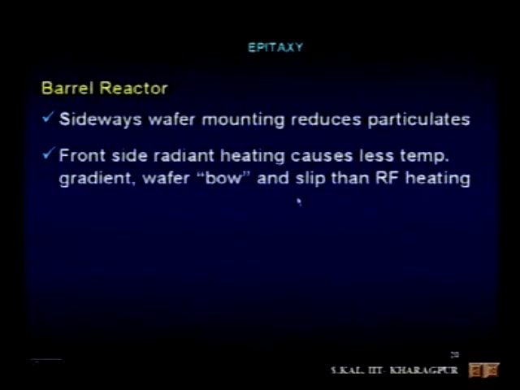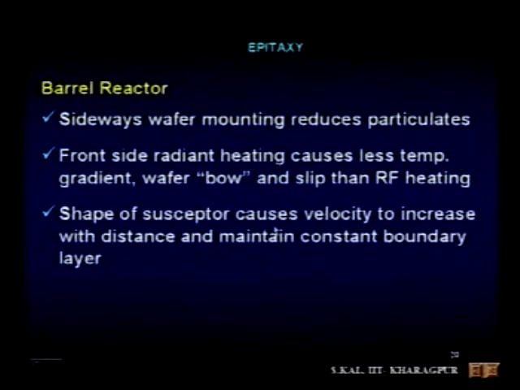less than RF heating. Shape of the susceptor causes velocity to increase with distance and maintain constant boundary layer. Uniform boundary layer thickness. So that will ensure uniformity in thickness of epitaxial film.